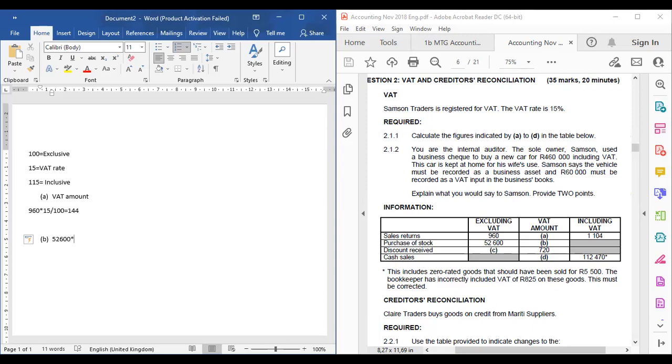What are we looking for? We're looking for the VAT amount. So we multiply by 15. What are we using? The excluding amount, which is 100. So times 15 over 100. It's 7,890. That is the VAT amount.